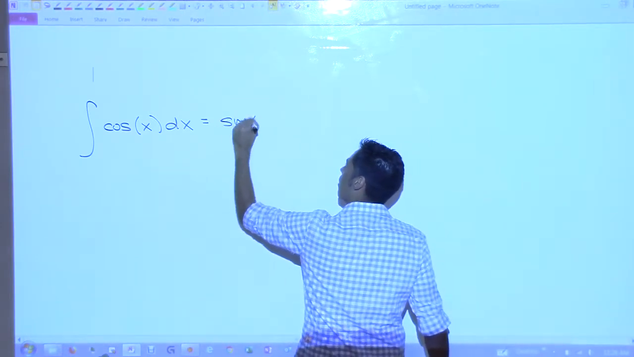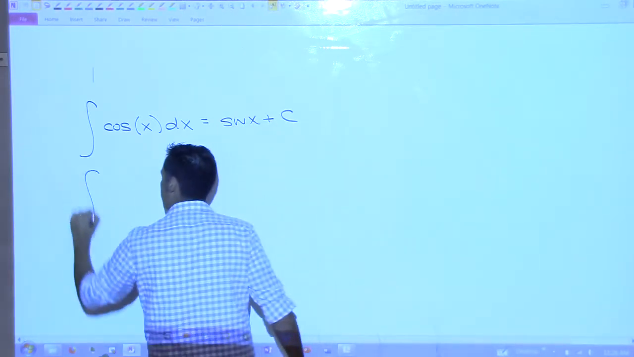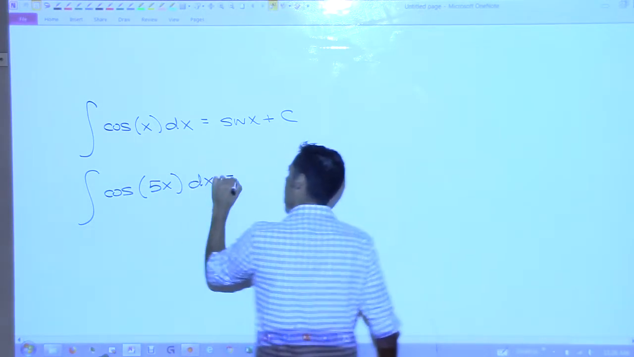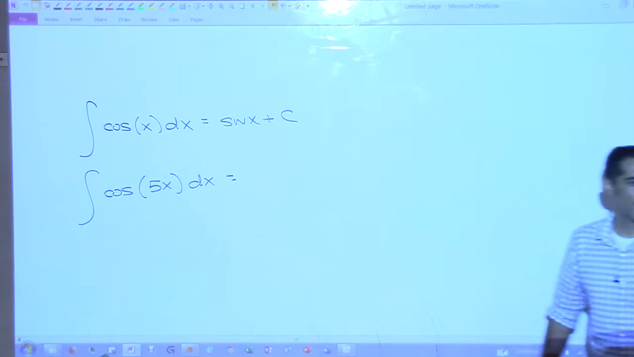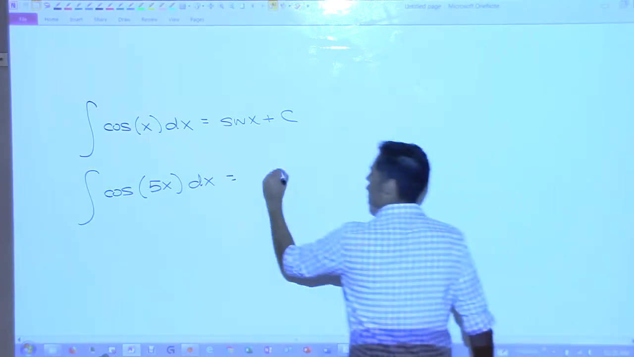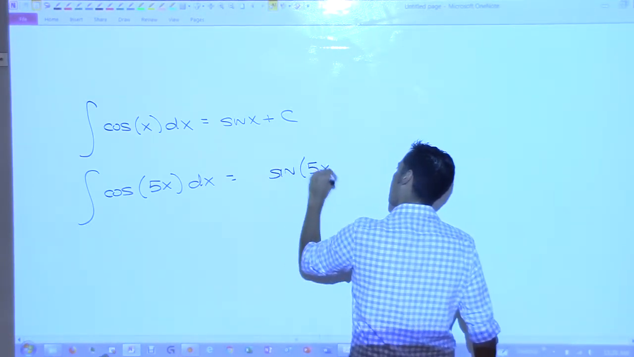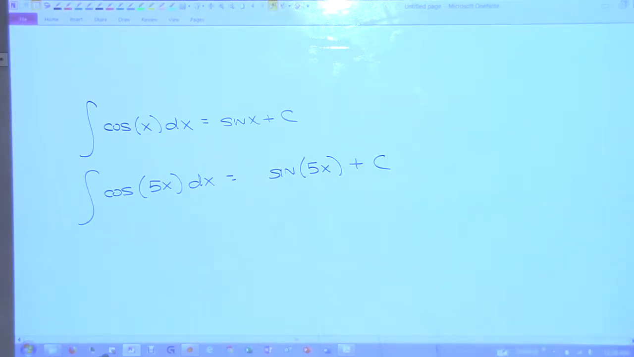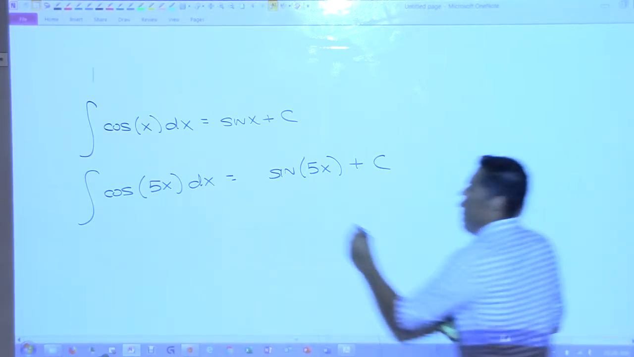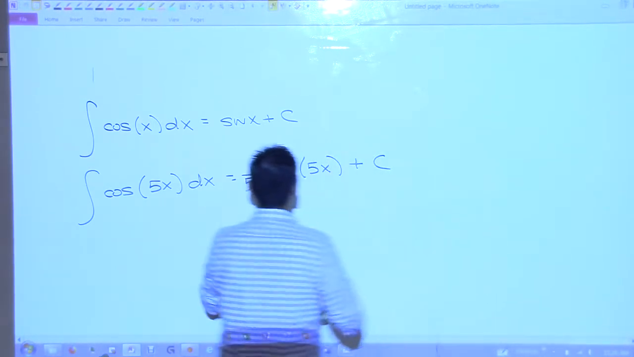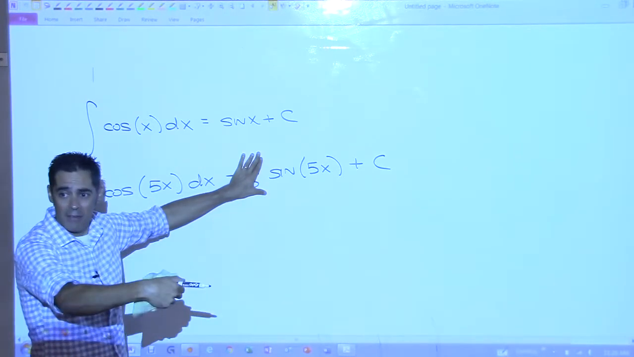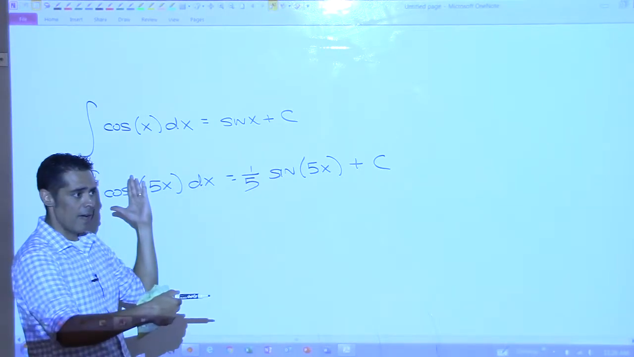Sine x. Sine x plus c. Okay. What is the antiderivative of cosine of 5x dx? Sine of 5x, I agree with that, but there's something missing here. What do you need? Not times 5, 1/5 out front. You need to actually divide by 5. Because what happens here is that if we take the derivative of this, it's going to be cosine 5x times 5. And you don't want the 5 there, so you have to kill the 5.